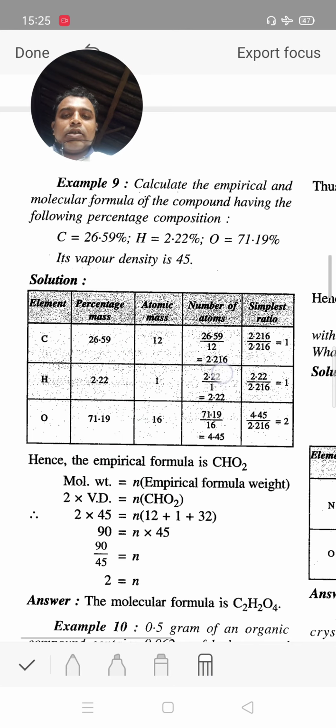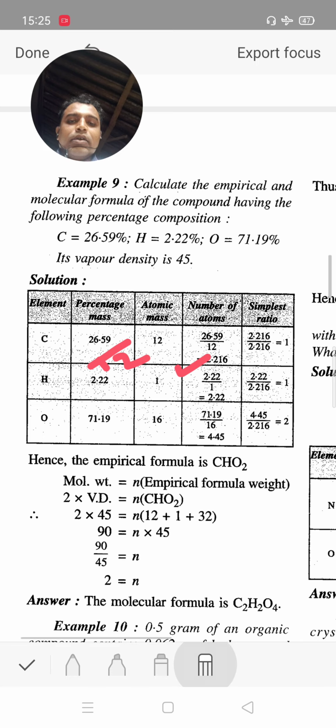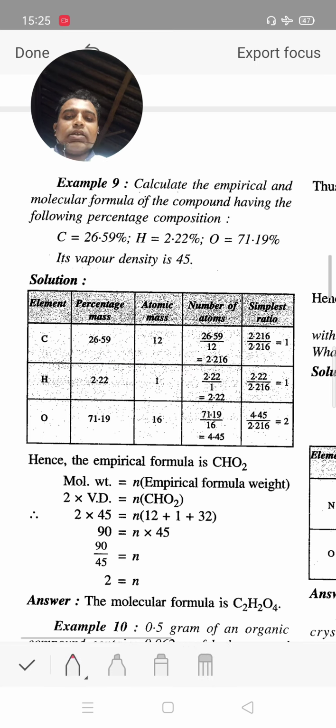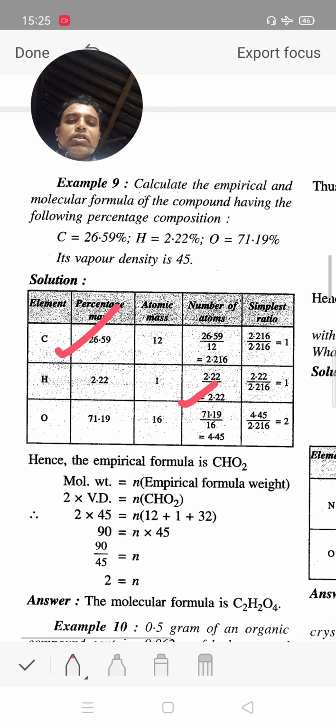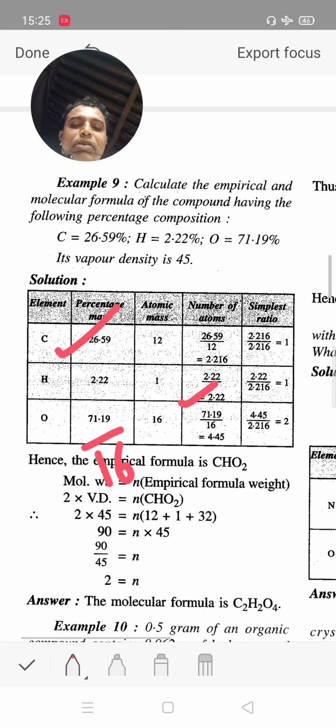Then 26.59 upon 12, we get the value 2.216. Then hydrogen, 2.22 upon 1 is equal to 2.22. Then 71.19 upon 16 for oxygen. Percentage mass upon atomic mass, we get the value of 4.45.